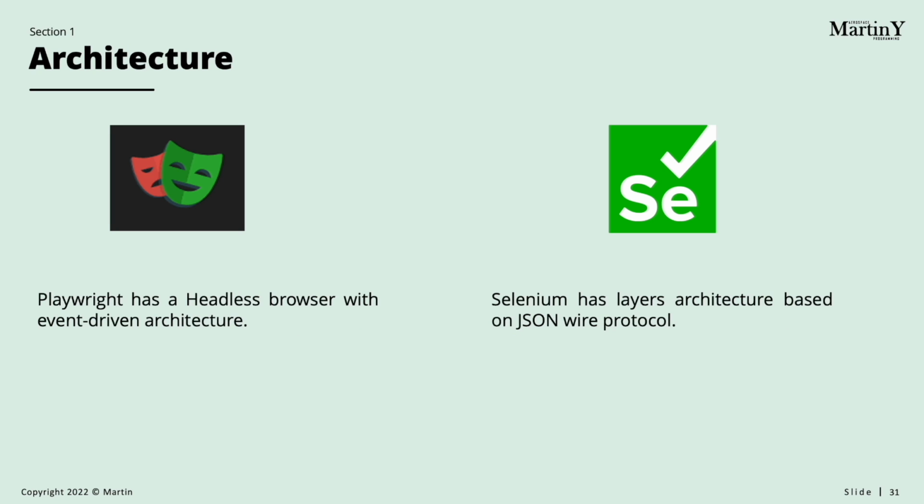So talking about architecture, Playwright has a headless browser with event-driven architecture, while on the other side, Selenium is pretty much based on JSON wire protocol. This means that while working, Playwright uses events to handle data, while Selenium is using a JSON protocol in order to collect the test data.